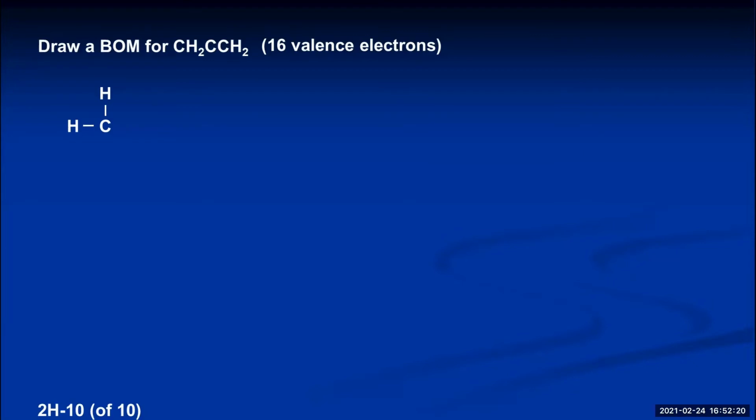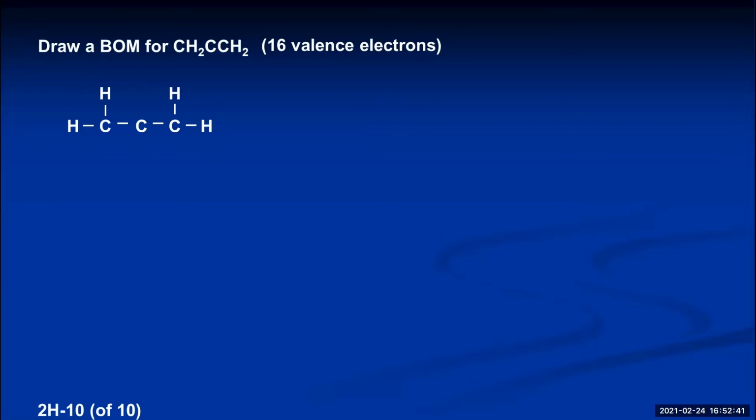Carbons are all bonded in a row, so the first carbon will be bonded to the second carbon, but the second carbon does not have any hydrogens on it. And then that second carbon is bonded to the third carbon, and that third carbon has 2 hydrogens bonded to it. So the skeletal structure looks like this. This is using 12 electrons. We have to add 4 more.